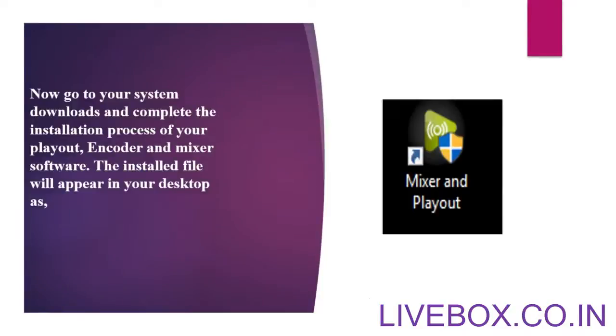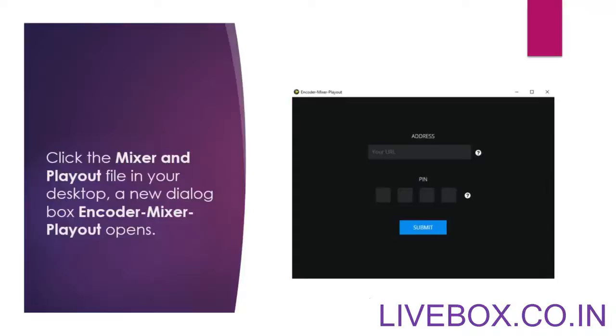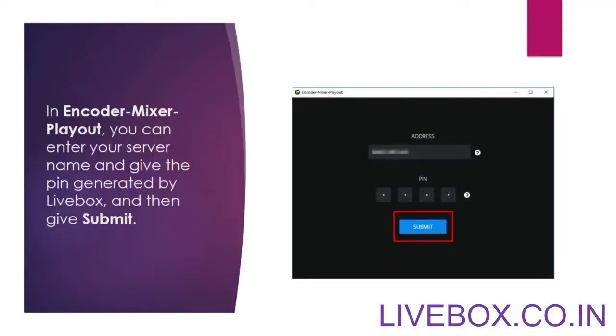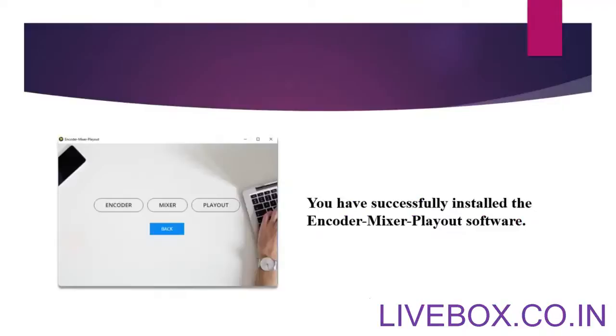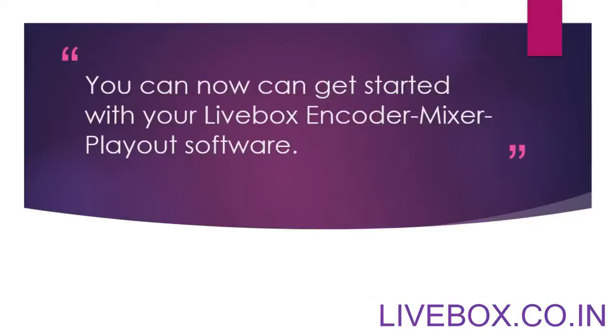Now go to your system downloads and complete the installation process of your Playout, encoder and Mixer software. The installed file will appear on your desktop. Click the Mixer and Playout file on your desktop. A new dialog box Encoder Mixer Playout opens. In Encoder Mixer Playout, you can enter your server name and give the PIN generated by Livebox, and then click Submit. You have successfully installed the Encoder Mixer Playout software. You can now get started with your Livebox Encoder Mixer Playout software.